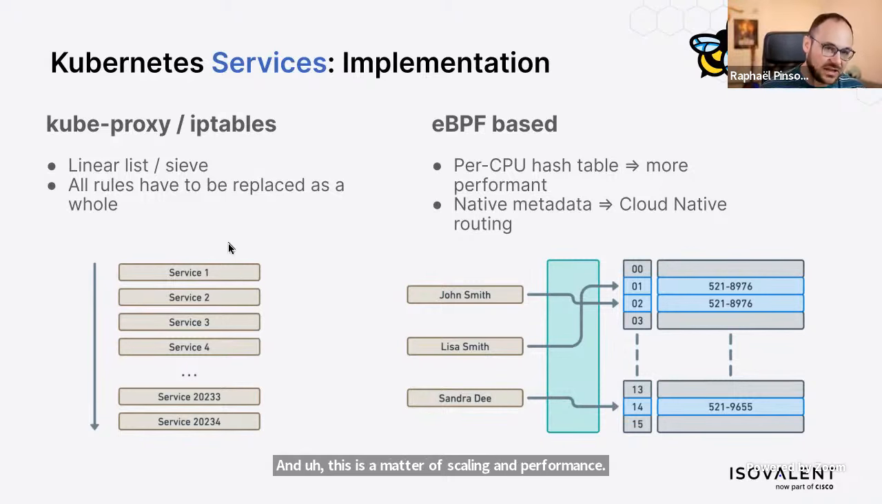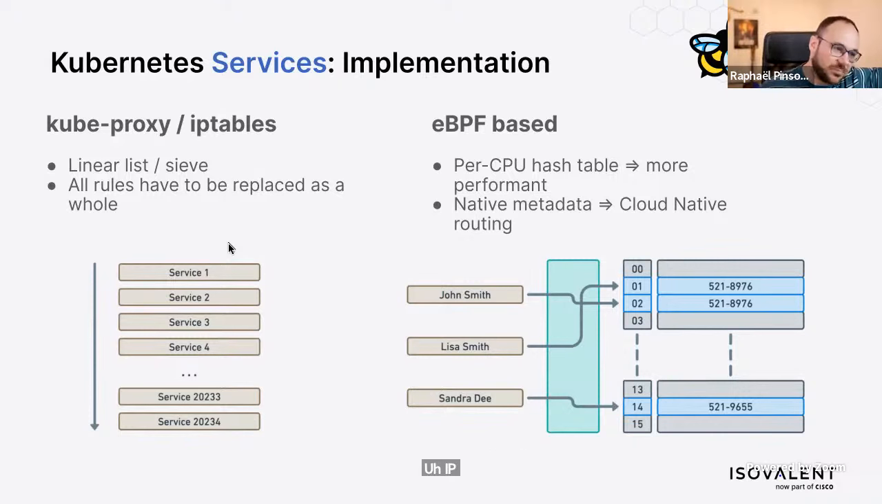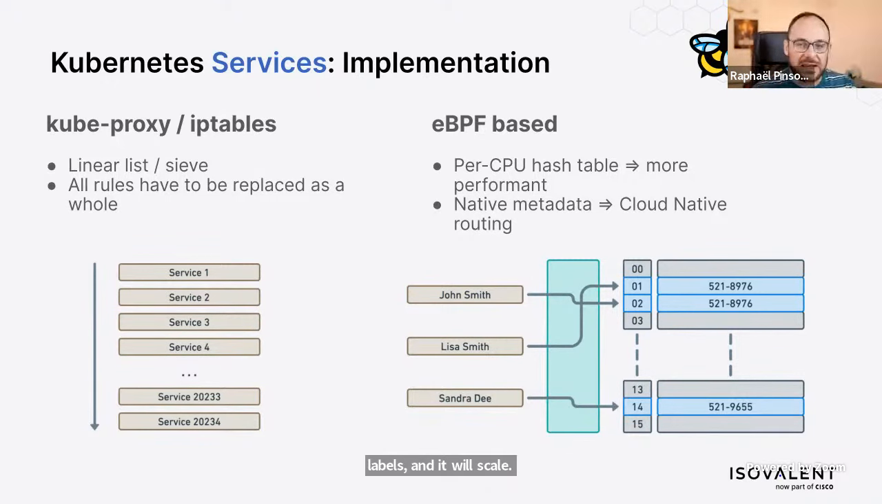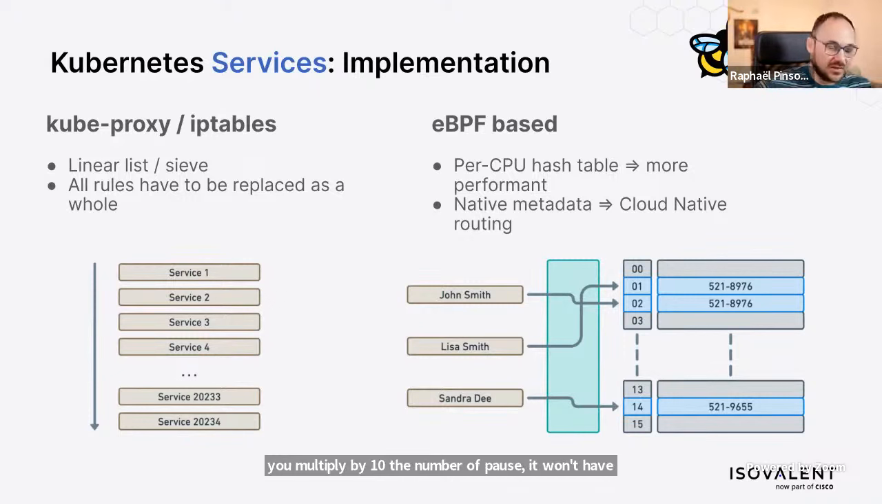IP tables scales linearly, which means if you multiply the number of pods or services by, let's say, 10, you will multiply by 10 the time it takes to find the right rule or even to start a new pod. With an eBPF logic in the kernel, you can have load balancing that is based on identities, based on labels, and it will scale close to constantly, which means that if you multiply by 10 the number of pods, it won't have an impact on the time it takes to scale, even if you're to route traffic, even if your cluster is thousands of nodes large.